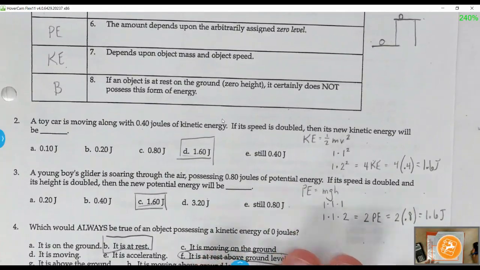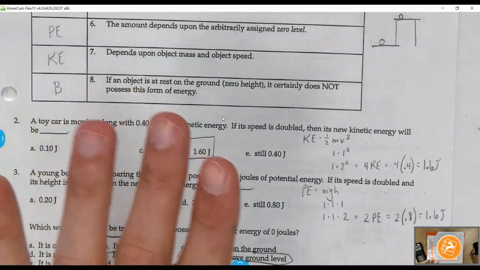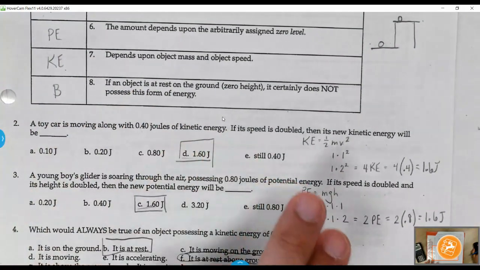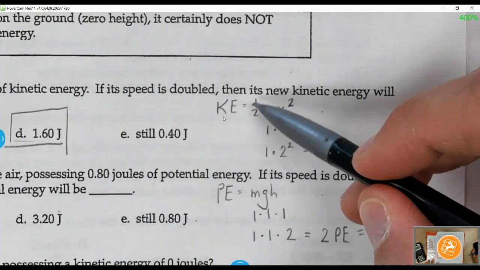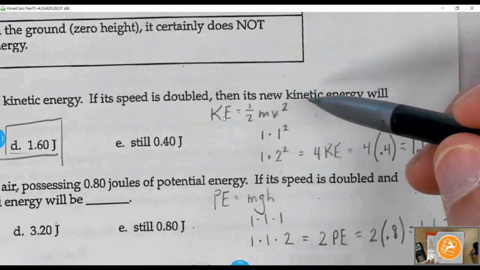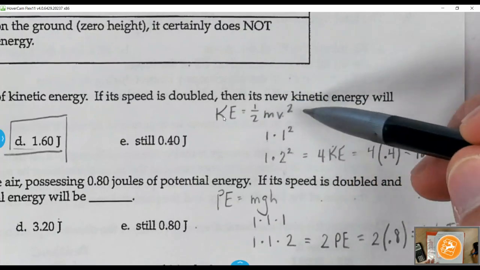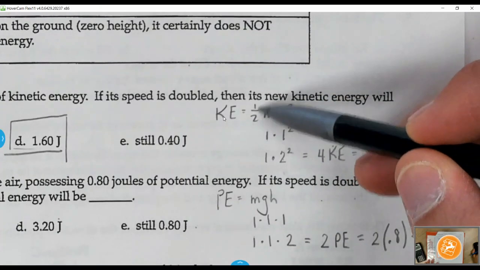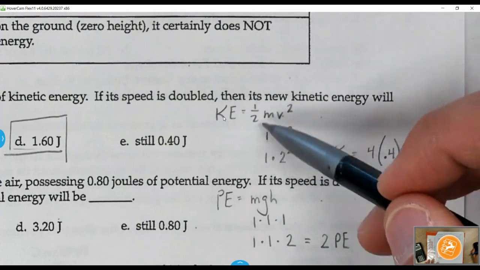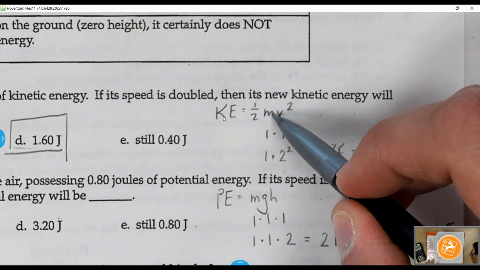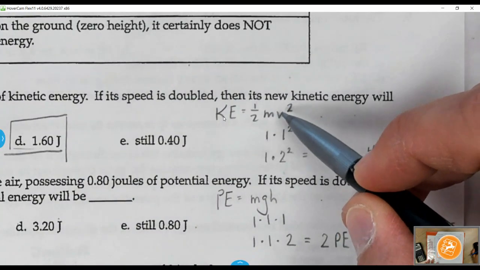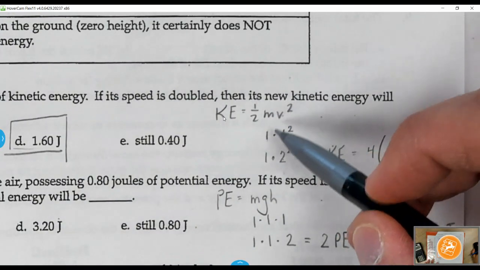Here they're telling you that a car is moving with 0.40 joules worth of energy. Speed is doubled. What is the new kinetic energy? What I've kind of taught is writing out the equation. Since 1/2 is always there, we're not even going to bother bringing it down because it's not going to be changing. What can possibly change are your mass and speed, mass and velocity.